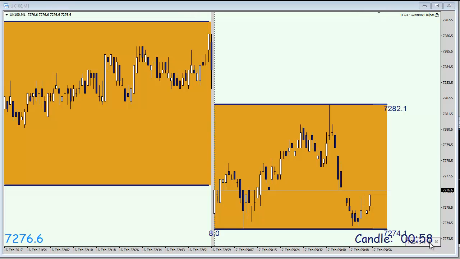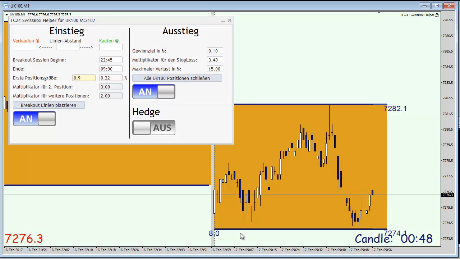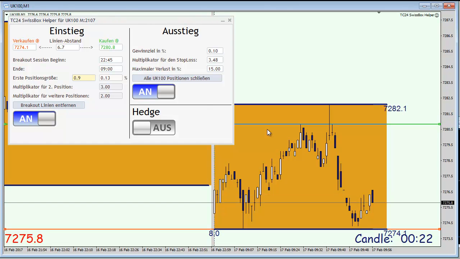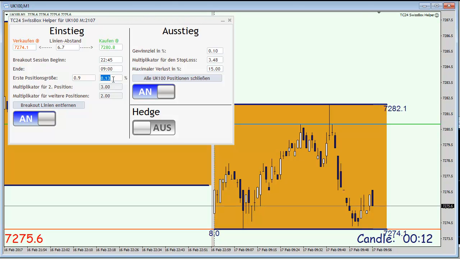Okay, so what we are going to do, we are going to place our box. We do have a decent range, a decent box of 8 points here in the FTSE, and we are going to place our lines. The pending line, I'm going to reduce that a little bit because we do have a bit of a spike here, which does not really count, and a sell pending order on the bottom of our box. So in total, we are operating here with a box of 6.7.